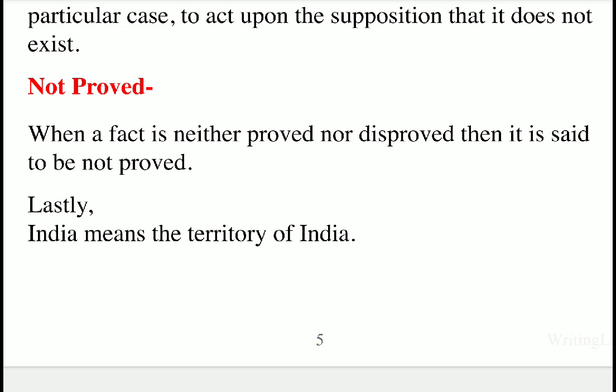So there is a difference. Always remember that there is a difference between not proved and disproved. If any fact is disproved, that means a proceeding has taken place regarding that fact, and after considering the matter before it, the court has arrived at a conclusion that the matter is disproved. But in case of not proved, the matter is neither proved nor disproved. That means no proceeding regarding that point or fact has taken place.